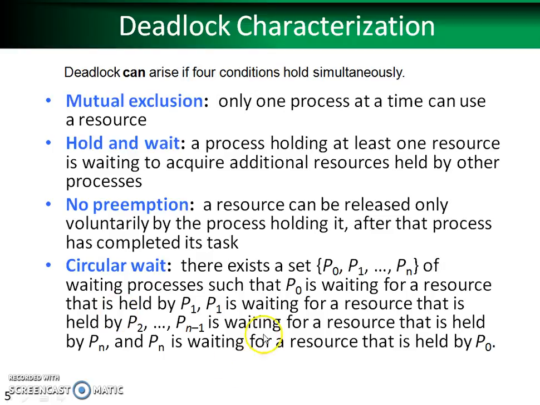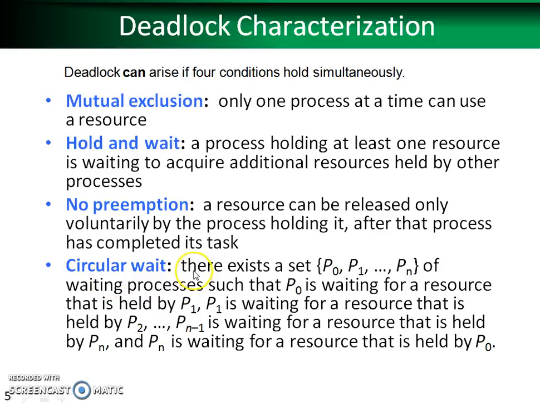No preemption. This is a very important property. What we mean by no preemption is that you cannot force me to give up the resource. I'll hold the resource until I want to release it, or I'll release the resource only if I wish to. So a resource can be released only voluntarily by the process holding it after the process has completed its task. That is, you cannot force me by telling me to give the resource because you want it.